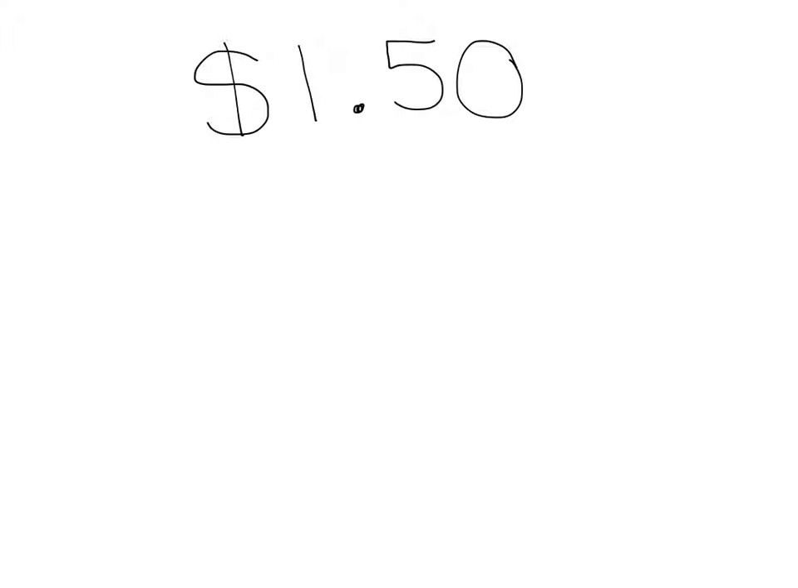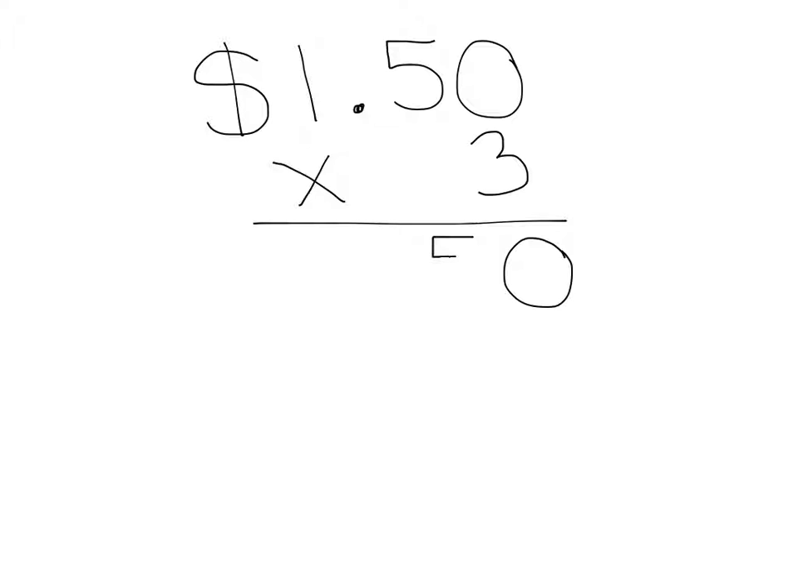So I could use repeated addition and add $1.50 plus $1.50 plus $1.50. But now that we're in 6th grade, we're not going to do that anymore. We're going to multiply $1.50 times 3. So we should know how to do this. We're going to do 3 times 0 is 0. 3 times 5 is 15. 3 times 1 is 3. And 3 plus 1 is 4.